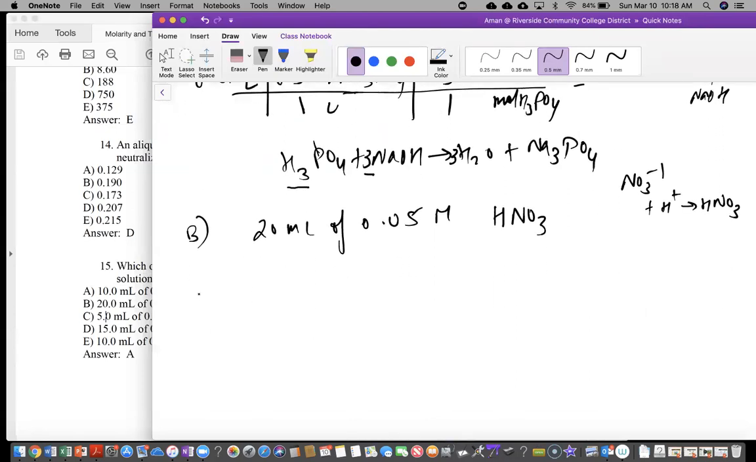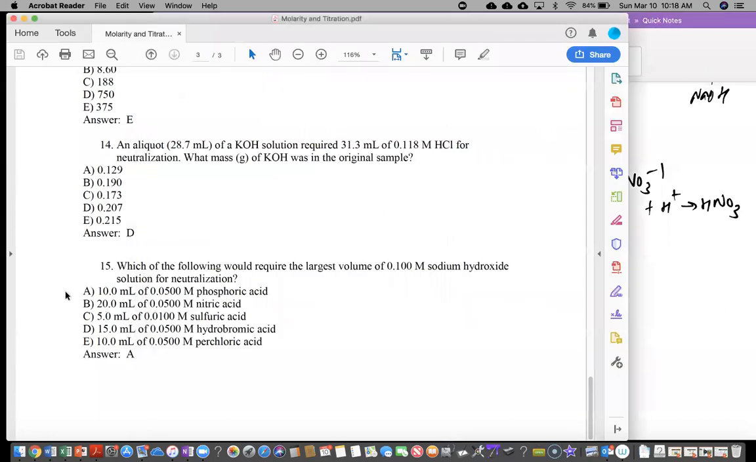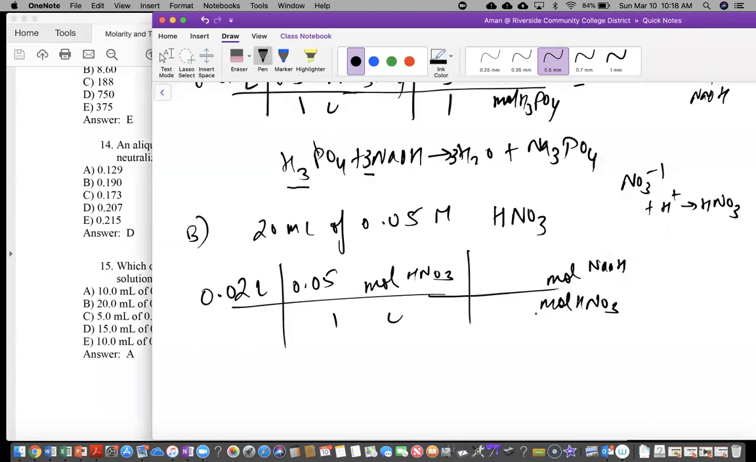Right, so we'll do the same thing here. We'll change it to liters, 0.02 liters. Go from liters to moles of HNO3. We can use this number, 0.05 moles in every 1 liter. And then we'll go from moles of HNO3 to the moles of NaOH. Because again, the question is always asking how much sodium hydroxide we need, right? That's why we're changing it to sodium hydroxide.